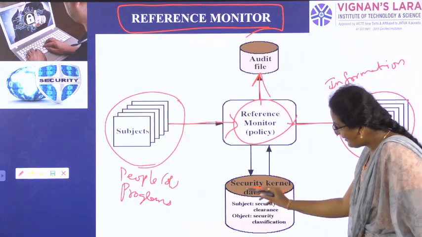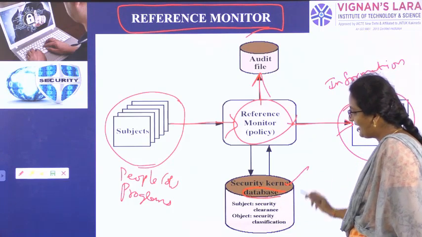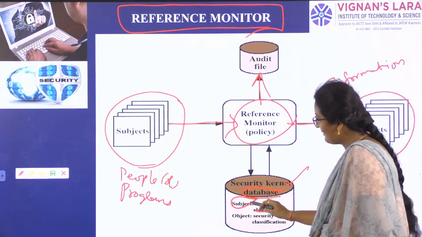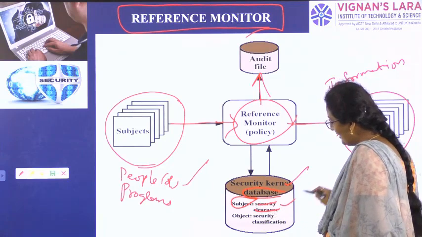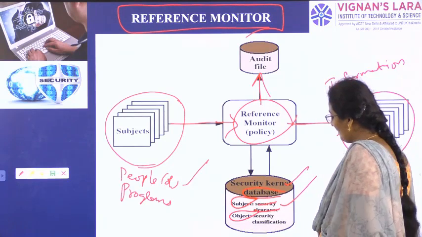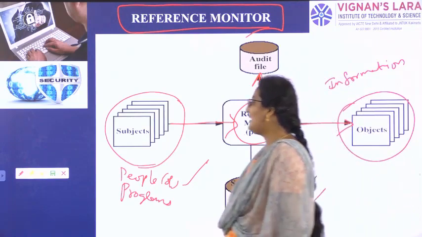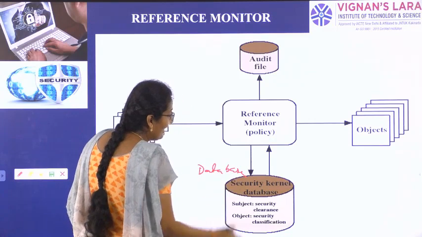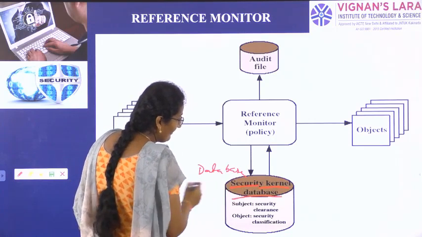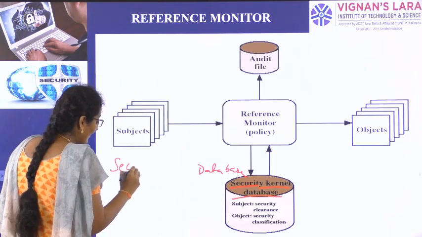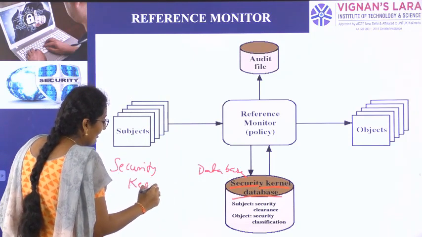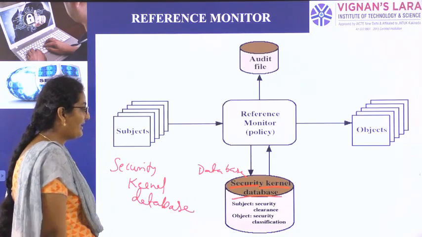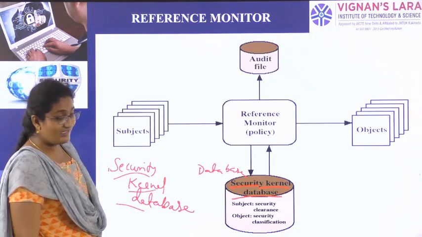If you see, we have a database here. The name of the database is security kernel database. Here security clearance is done for the subject. Subject means people, so people will get security clearance. Object means information. On information we are doing security classification. What is the name of the database? Security kernel database.